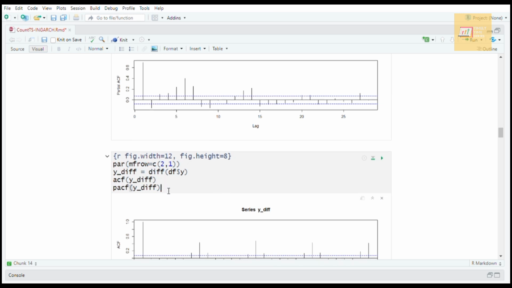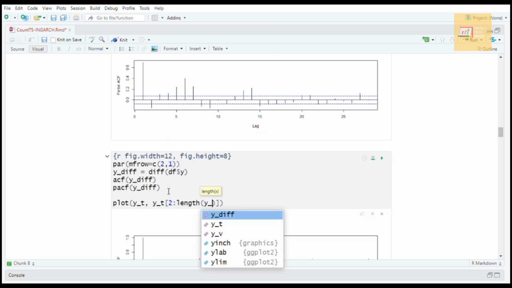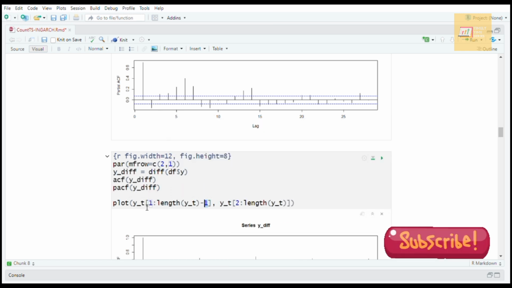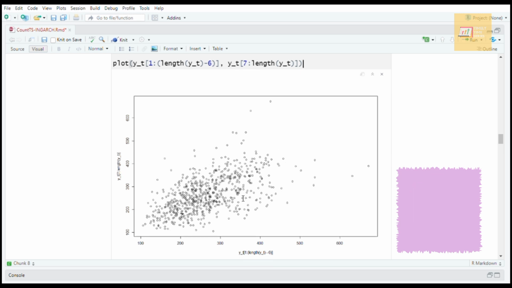Maybe we can plot this actually. Let's try plot. So we want to plot yt with yt from 2 to the length of yt. We can see it's quite correlated, right? It's not scattered randomly, but rather making a correlation. And now let's do that with the sixth lag. It's quite correlated as well. It looks like it's making a line.